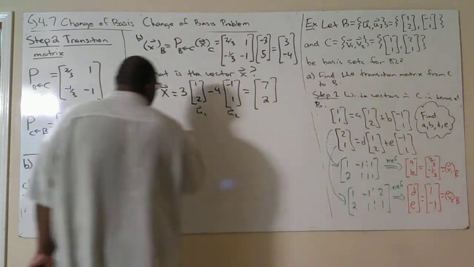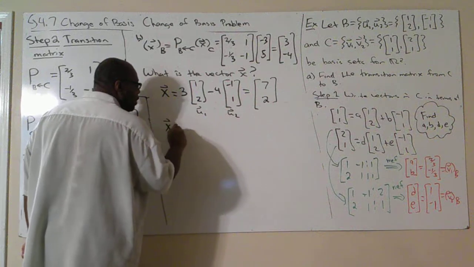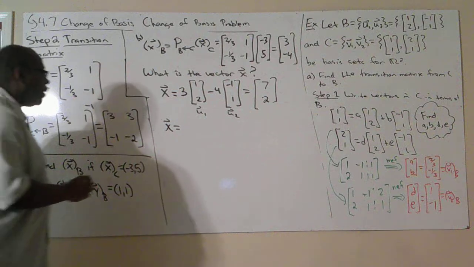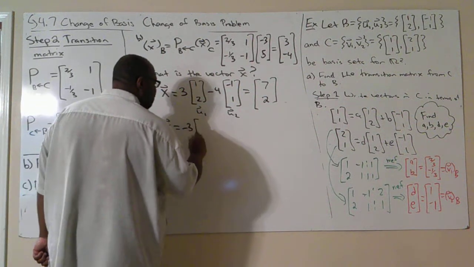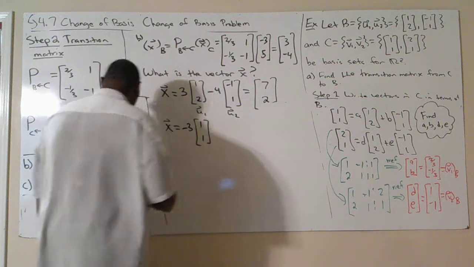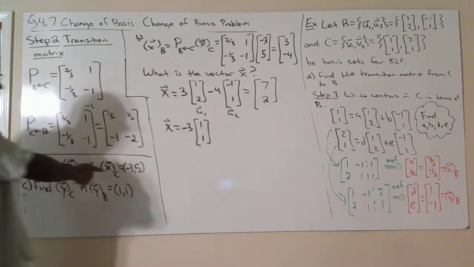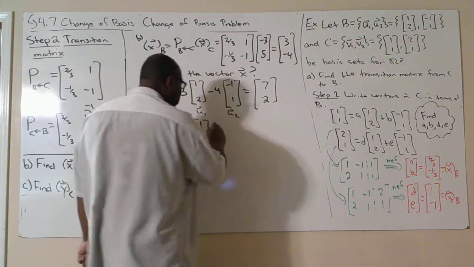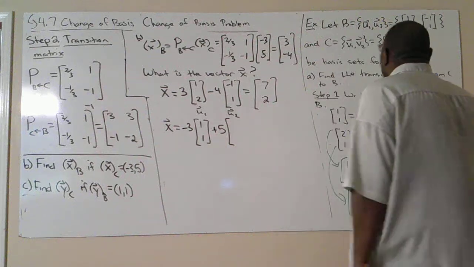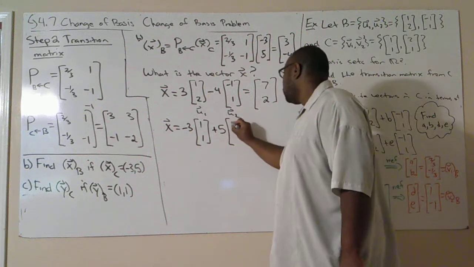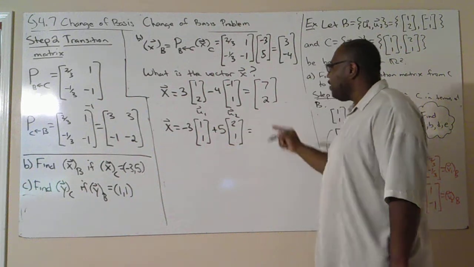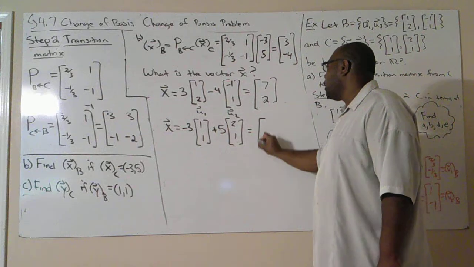Or if I wanted to, I could use the coordinates of c to get to x, right? So let's look at x using the coordinates of c. So we have x is equal to, let's see, what are the coordinates in terms of c? I have negative 3 times v1. v1 is 1, 1. Plus 5 times v2, which is 2, 1. Okay. So if I read across, I have negative 3 plus 10, that is 7, right?